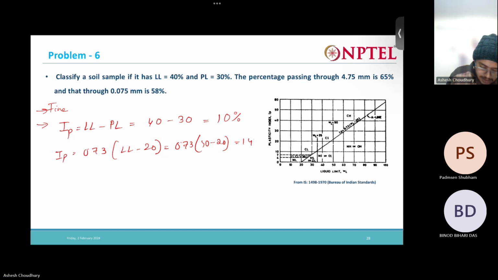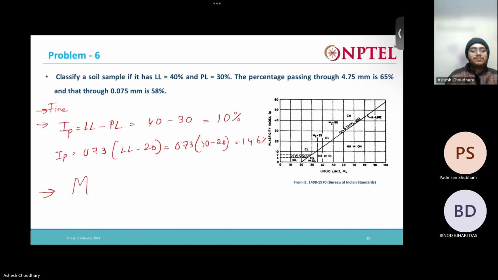14.6%. That means 10% is the plasticity index that our soil has, and IP is the plasticity index that the A line is giving, right? At the A line. So obviously 10% is lesser than 14.6%. This means the soil is going to plot below the A line. So if the soil plots below the A line, definitely it is going to be silt.